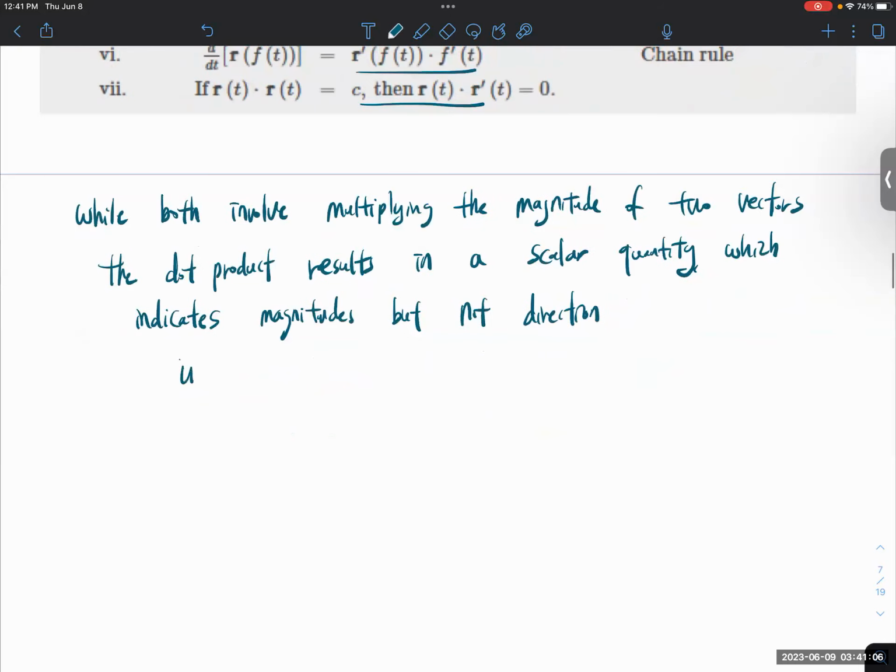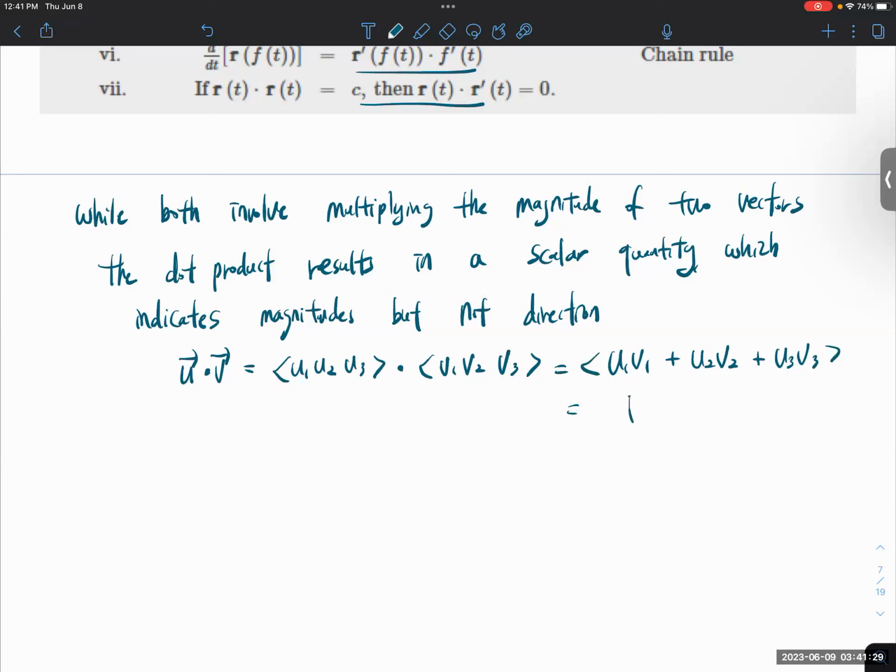If you remember the u vector and v vector, we have u1, u2, u3 and v1, v2, v3. You multiply u1 times v1, u2 times v2, u3 times v3, and you get a simple number. So that indicates a scalar quantity, which indicates only magnitude, not direction. That was the dot product.